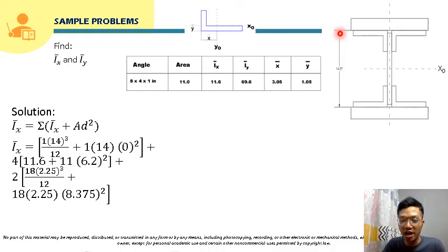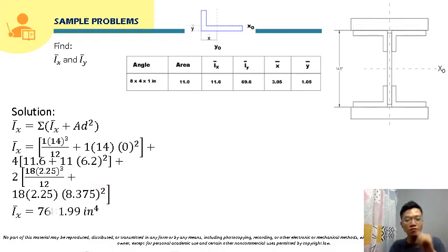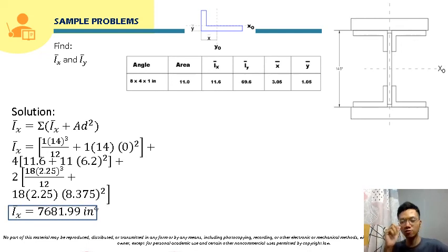Our area for that rectangle is 18 times 2.25. We will multiply it by 2, since we have two rectangles for this. So solving for Ix bar, this will be 7,681.99 inches to the fourth. This will now be the answer for this.